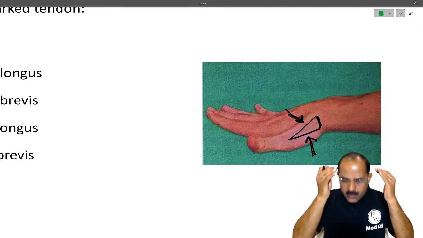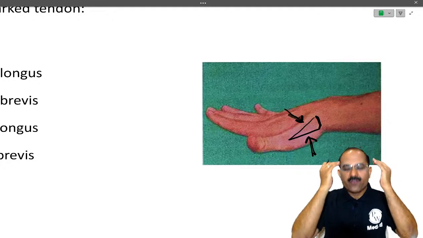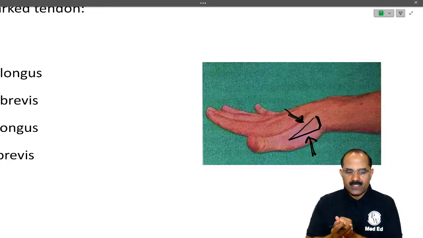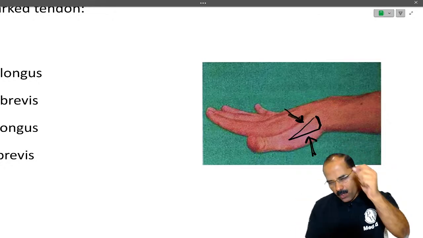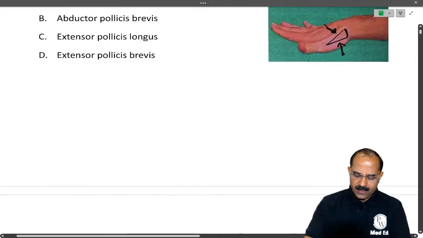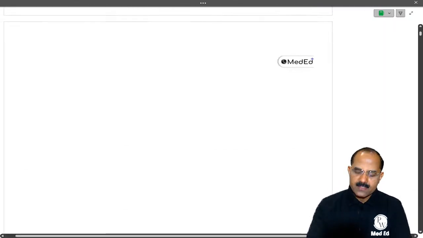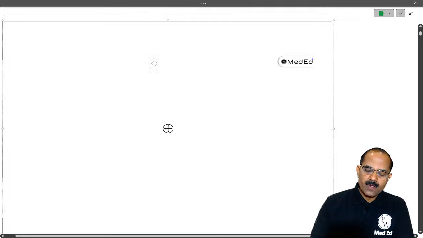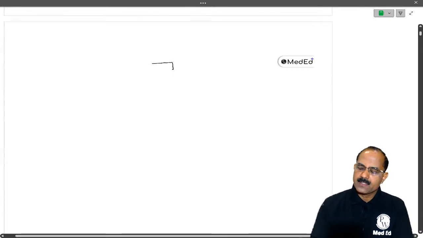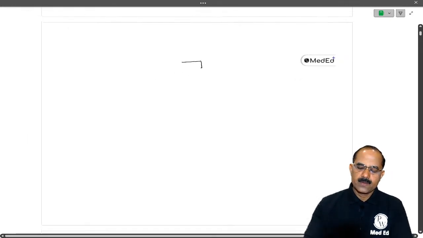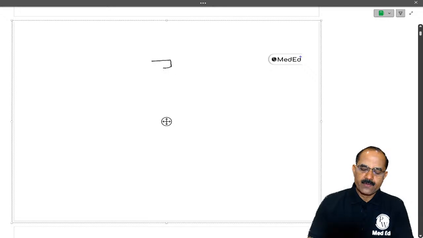So, बच्चों, you have to understand the boundaries of anatomical snuff box. मैं एक बहुत easy way देता हूँ आपको. I'll explain it in a very easy way. The anatomical snuff box. Have a look at this. Yeah, radius. That's the head of the radius.